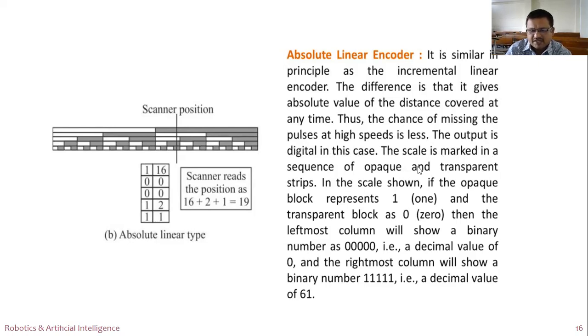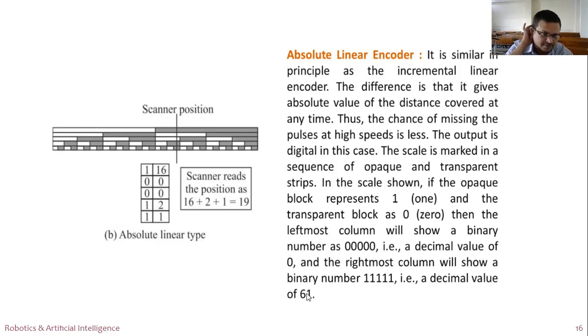The scale is marked in a sequence of opaque and transparent strips. In the scale shown, if the opaque block represents 1 and the transparent block 0, then the leftmost column will show a binary number 0, 0, 0, 0, 0, that is a decimal value of 0. And the rightmost column will show a binary number of 1, 1, 1, 1, 1, that is a decimal value of 61.